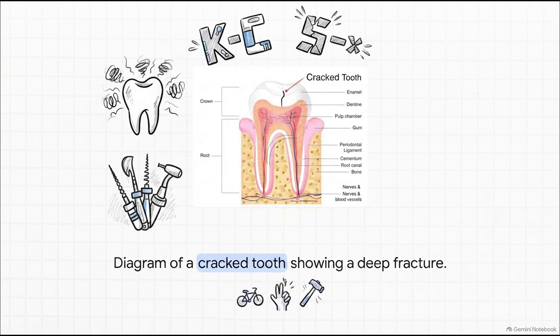care. In Part 13, we're going to explore the exact differences between K-codes for fractured restorations and S-codes for traumatic tooth fractures. Plus, we'll dive into the required external cause of injury codes that you just cannot afford to forget. It is going to be a highly informative deep dive.